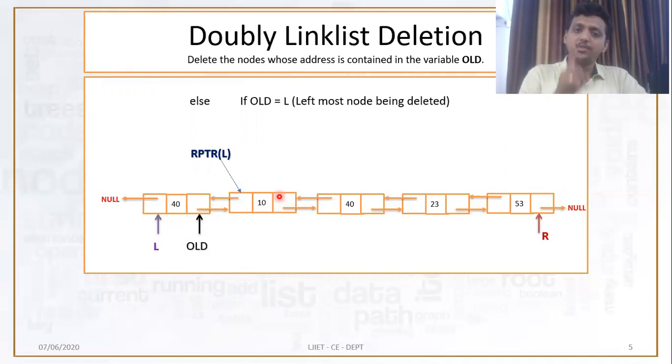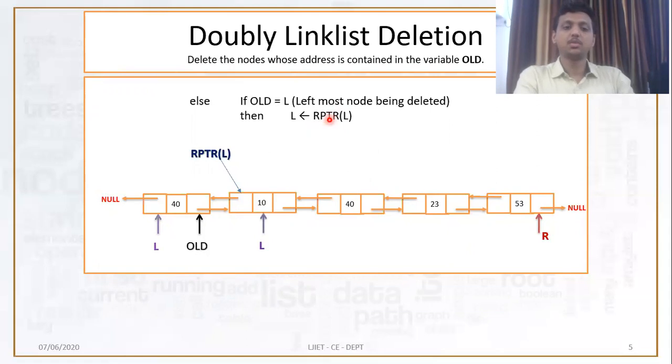So the first step we need to do is remove L from here and put it over here. L will point to RPTR of L. The statement is L will point to RPTR of L. So L is removed from here and points to RPTR of L. Got it? Fine. So the first step is done.